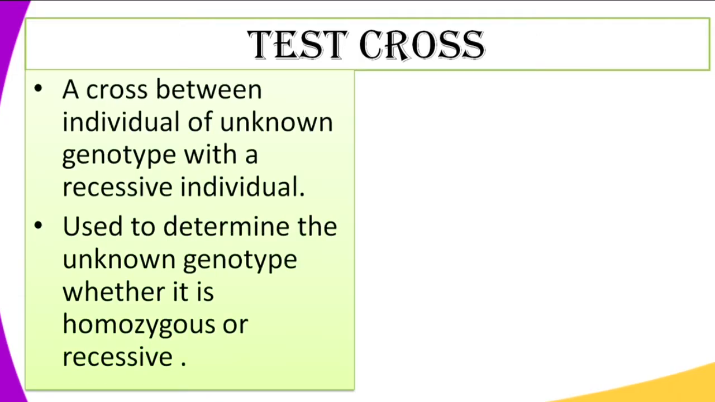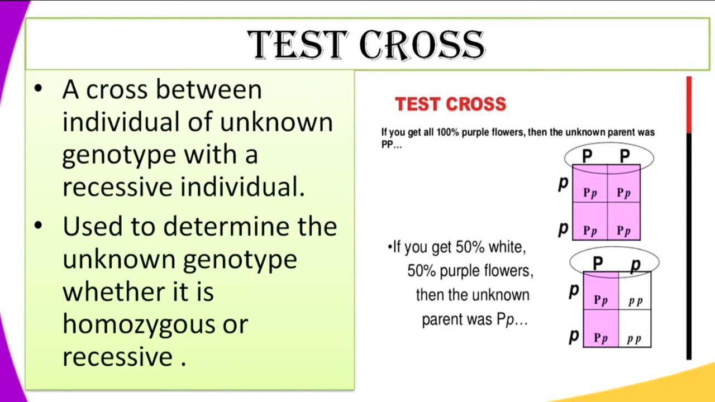So let us look at a test cross. This is a cross between an individual of a known genotype and a recessive individual. They are used to determine the unknown genotype, whether it is homozygous or heterozygous. In this case, we do not know one of the genotypes, but we know the F1 generation. For example, if you get 100% purple flowers, we know one type of parent, but we do not know the other type of parent. So if you get all of them as purple flowers, it means the other parent is homozygous dominant.